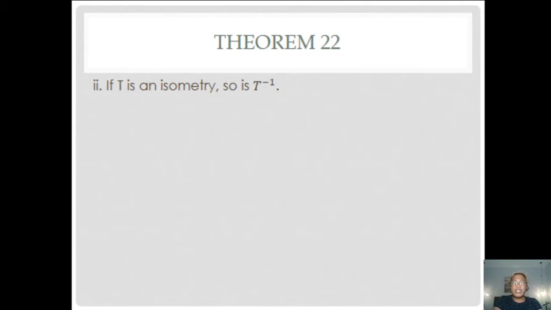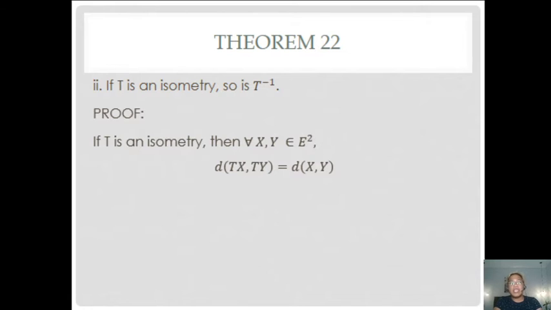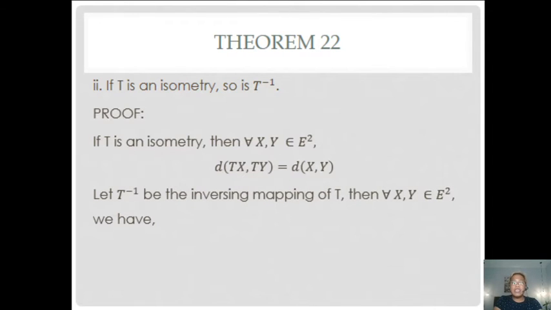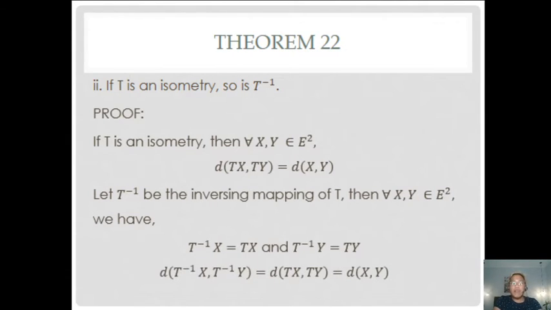Alright? Now let's proceed to the second stipulation. If T is an isometry, so is T inverse. Here's the proof. If T is an isometry, again, then for all x and y an element of the Euclidean plane, it holds that the distance of Tx and Ty is equal to the distance of x and y. Okay, let T inverse be the inverse mapping of T. Then for all x and y an element of the Euclidean plane, we have the T inverse of x equals Tx and the T inverse of y is equal to Ty. Then we have the distance of T inverse x and T inverse y is equal to the distance of Tx and Ty, which by definition is equal to the distance of x and y. Therefore, T inverse is also an isometry.